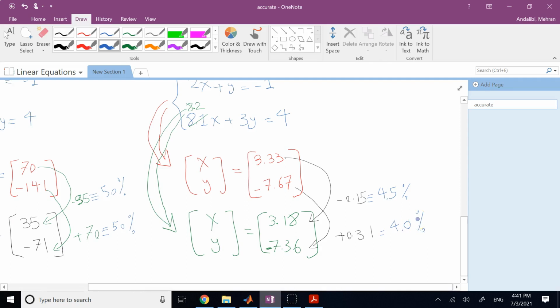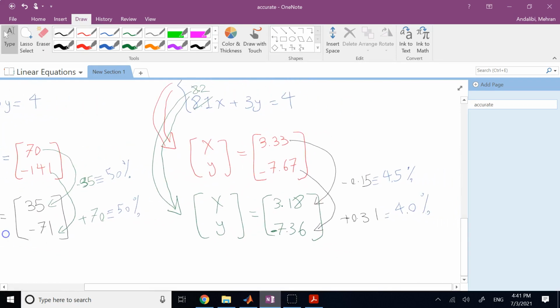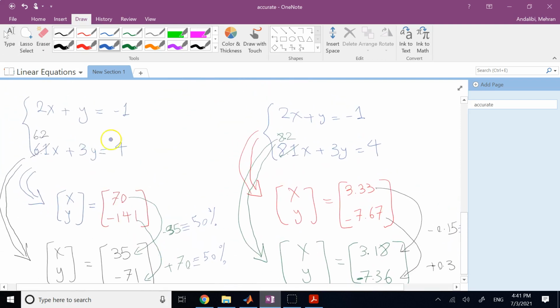Now, even in terms of percentage, the equations on the left-hand side are changing way, way more, orders of magnitude more than the equations on the right-hand side. Why is that? Why is it that the set of equations on the left, although they look quite similar to the ones on the right, are so sensitive?